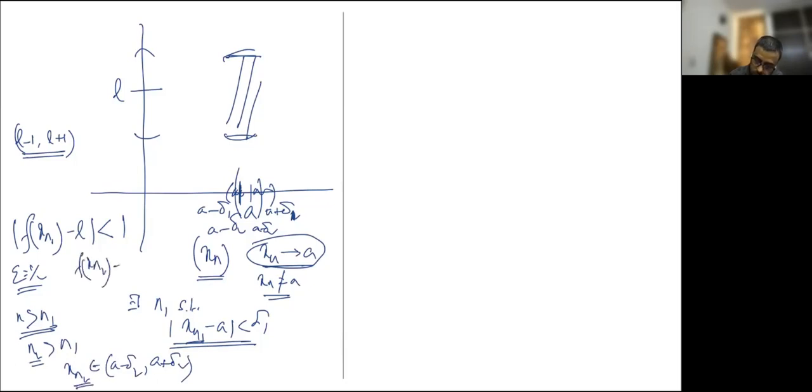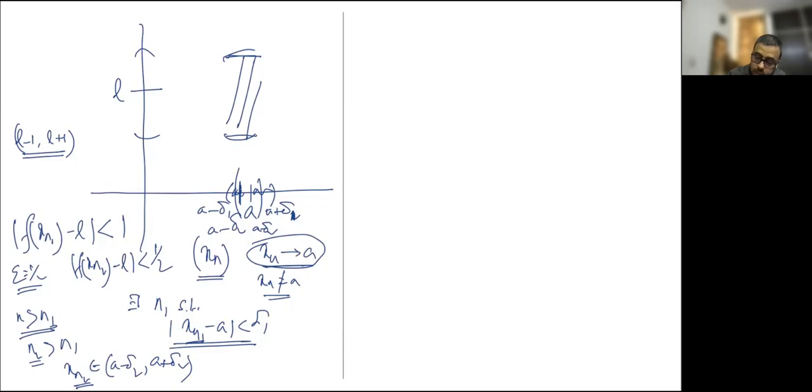But it doesn't matter, your sequence xn is converging to a. So you look at all the terms beyond the n1th term, and you will get another one such that xn2 would belong to a minus delta 2 to a plus delta 2. And for this xn2, it would be a little closer to L. So now you continue this way.